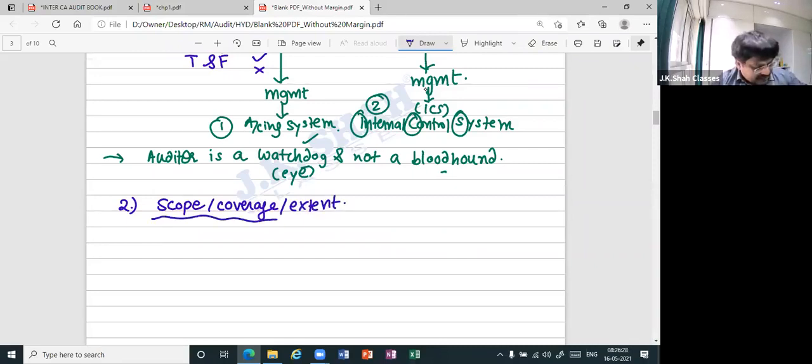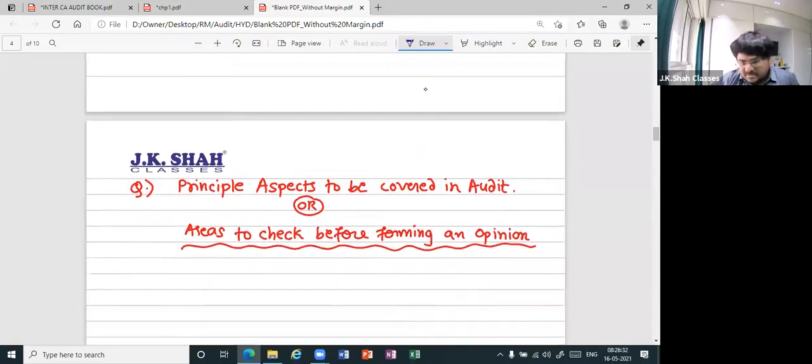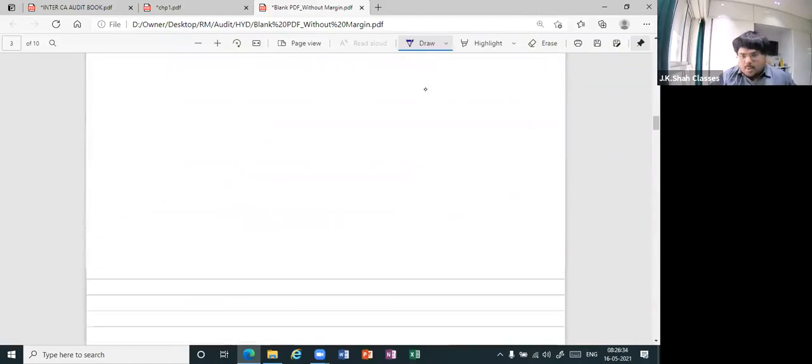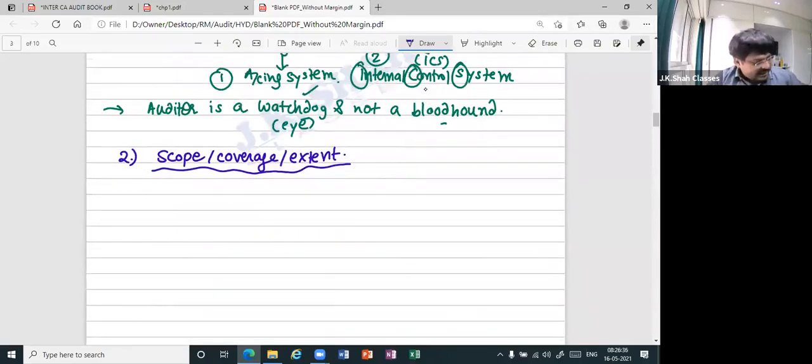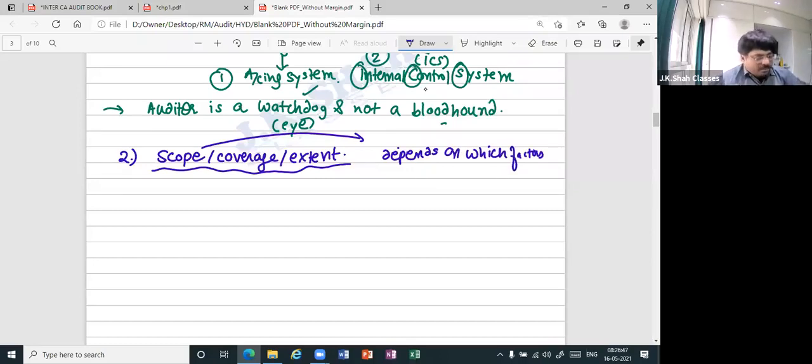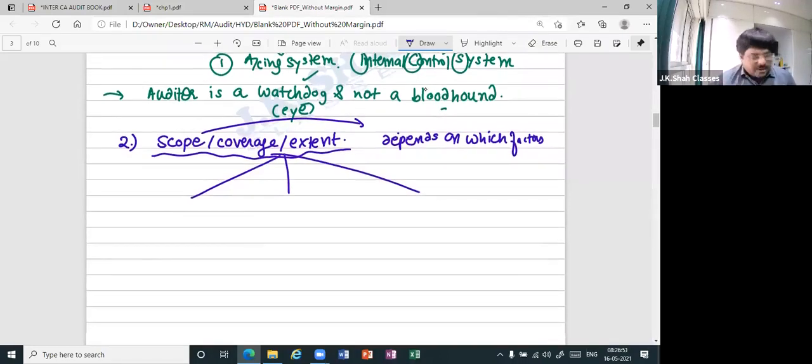What we are discussing is not the areas that you have to cover, because that is the next question, the areas which he has to check. What we are discussing is on which factors this scope depends, how the scope will be decided. Scope basically depends on three factors. Which three factors? One by one.